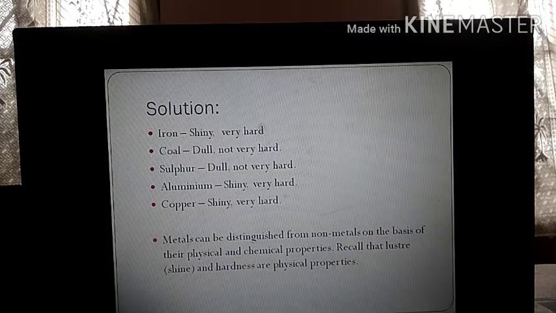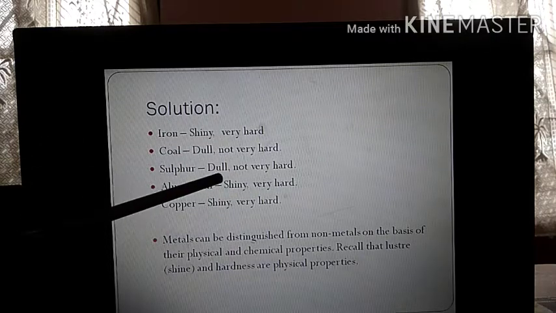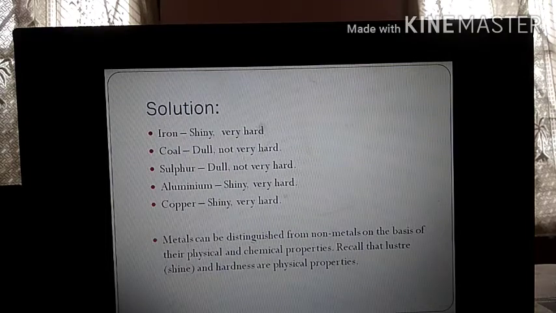Next we come to sulfur. Now sulfur you might not have seen. Sulfur you get in the lab. It is in the form of powder, yellow powder, in the lab. When you look at sulfur, it is in the form of powder, or it can be in the form of cakes. Yellow in color, it doesn't have any shine at all. That is why I have written here dull. And it is not very hard, that is why you can make it into powder.